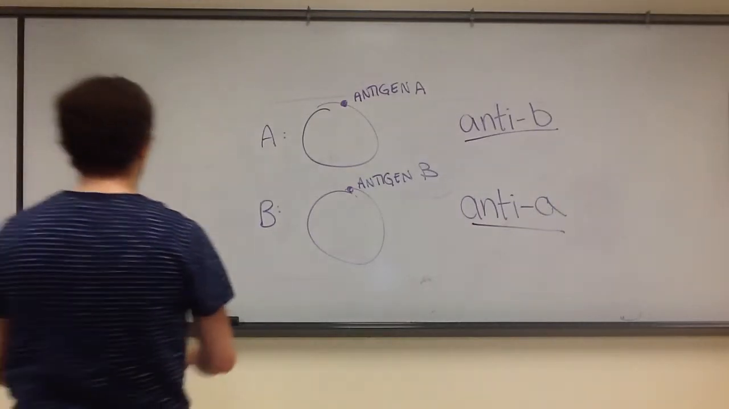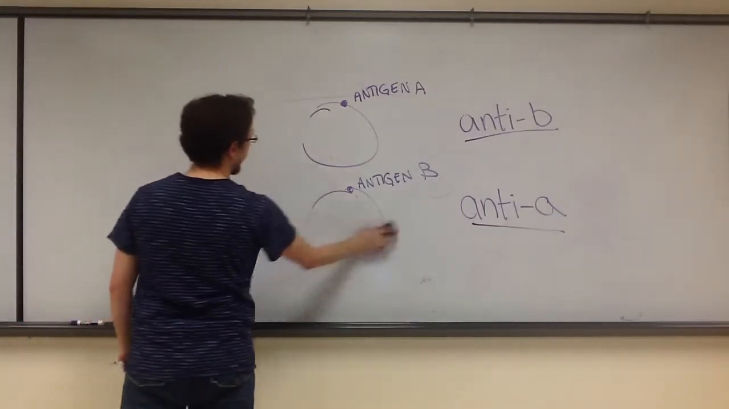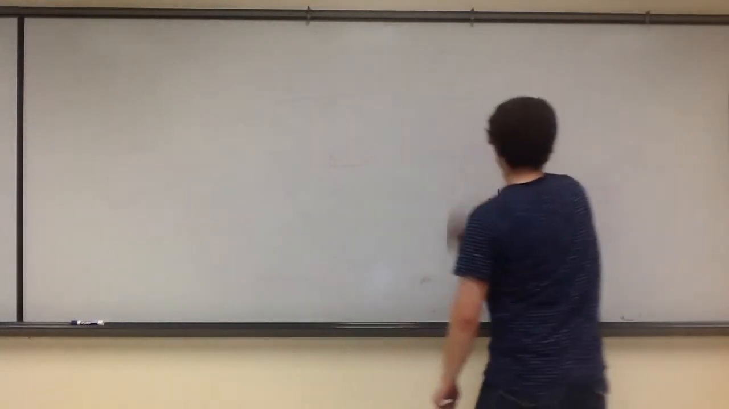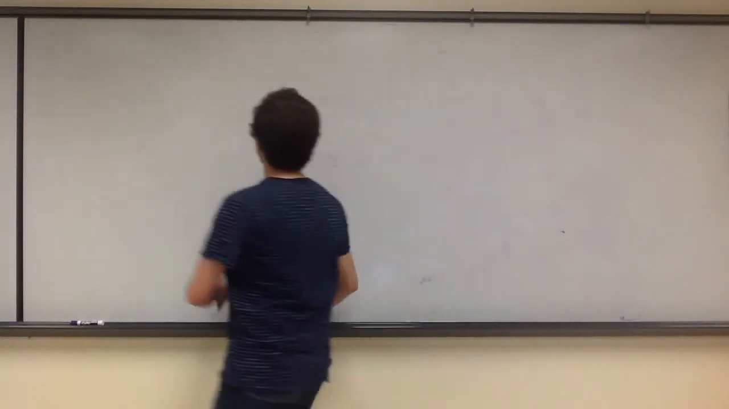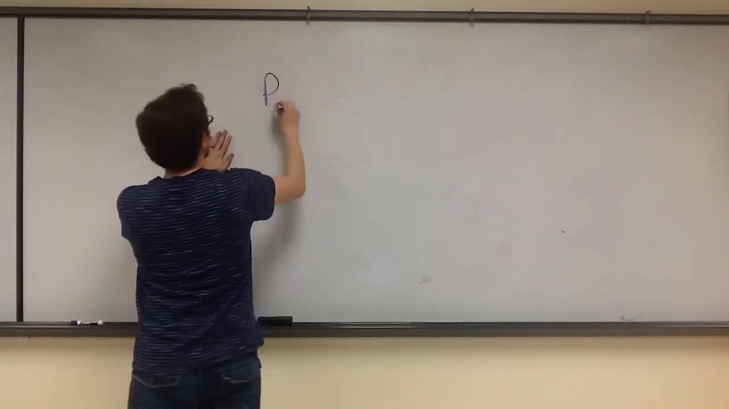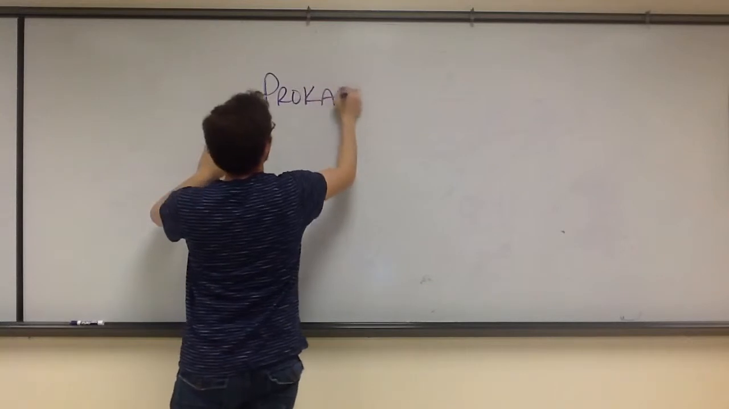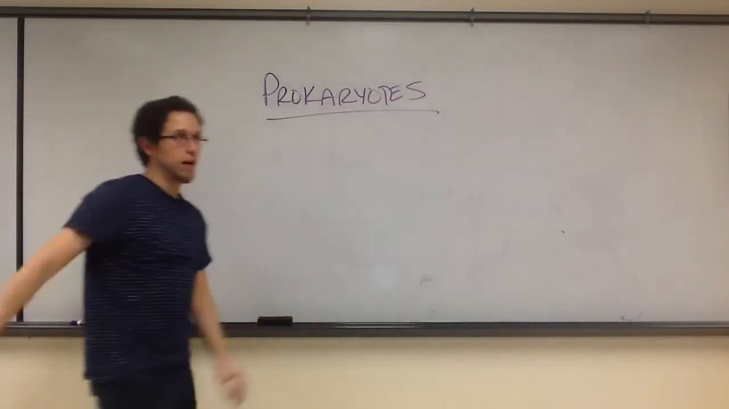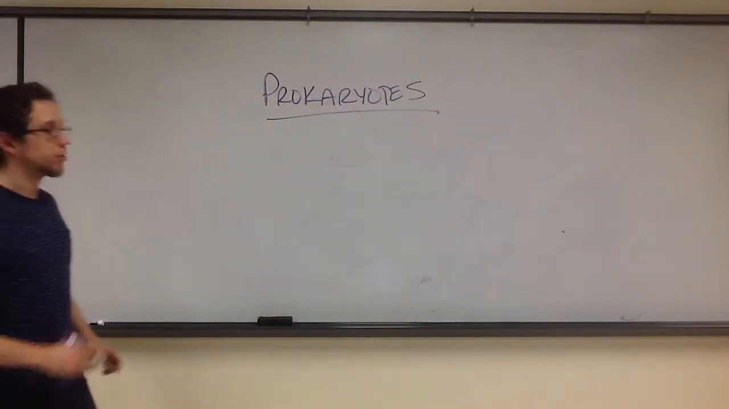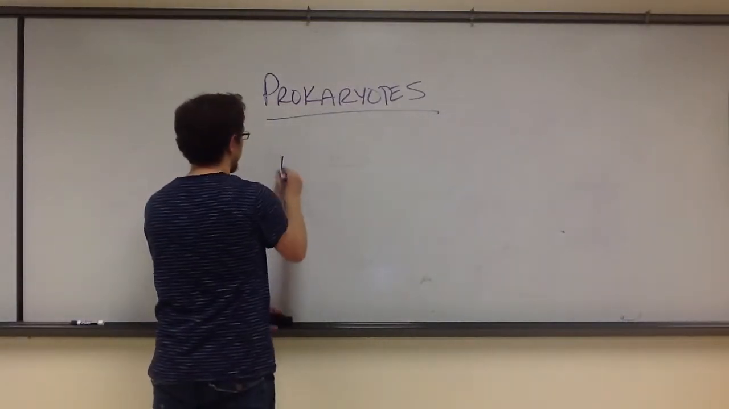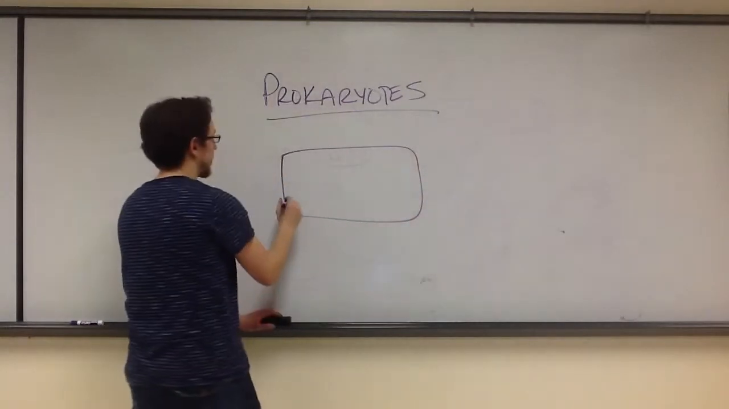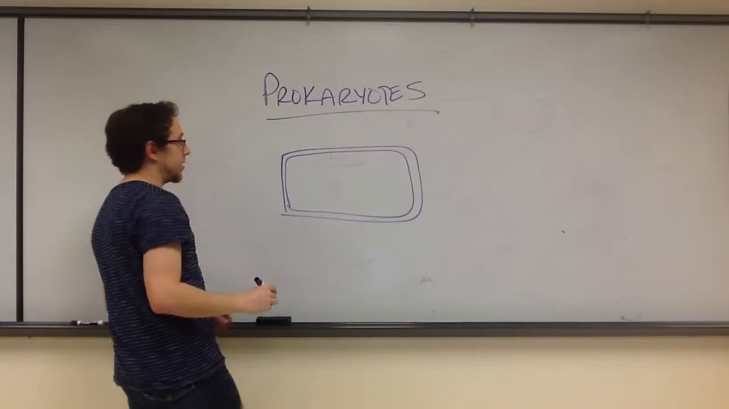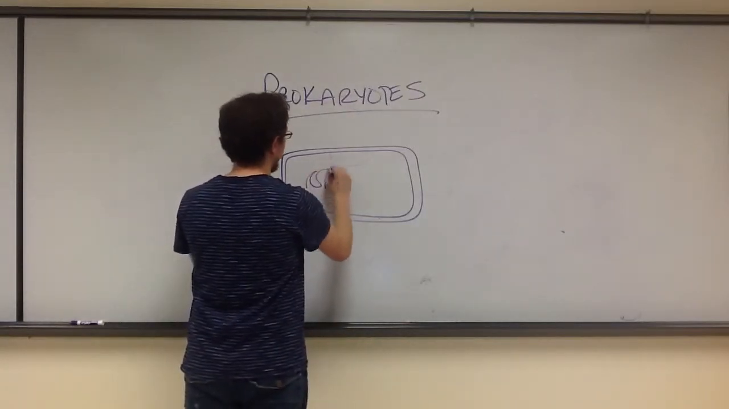Okay? All right. So, prokaryotes. Here we go. With prokaryotic cells, what we're looking at are cells that do not have a nucleus. No nuclear-bound DNA. Instead, we're looking at bacteria, and I'm just going to draw you a general picture of bacteria.